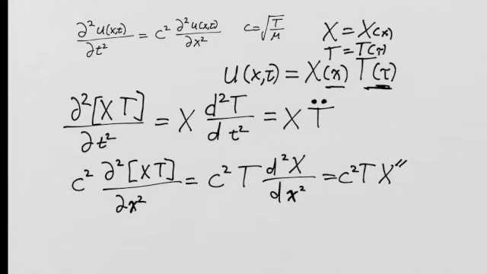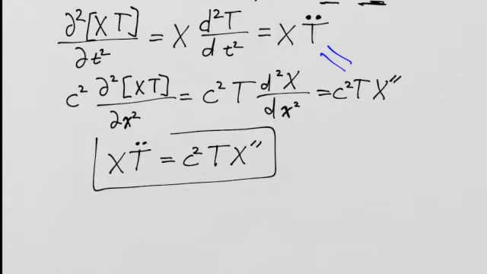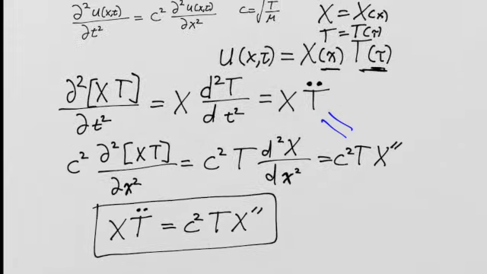Okay, so now we have calculated the left-hand side and we've calculated the right-hand side, but the left-hand side is supposed to equal the right-hand side. So this is supposed to equal that, right? These two are supposed to be equal. So if we were to write that down, we would be writing down x t double dot equals c squared t x double prime.